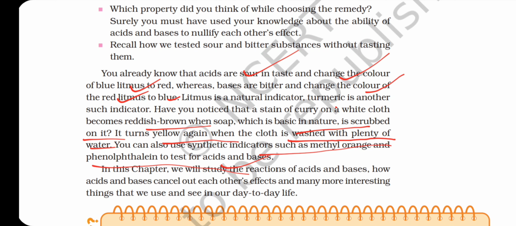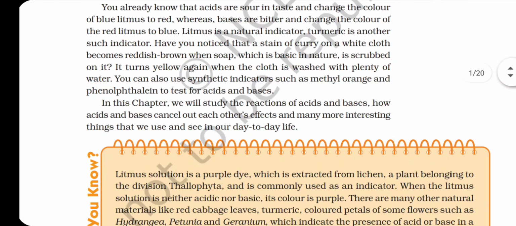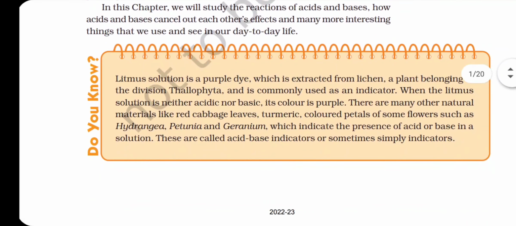So what are indicators? Indicators are substances which show a change in color in the presence of acids and bases. Indicators can be of two types, that is natural indicators and synthetic indicators. Natural indicators are those which we get from nature, such as litmus and turmeric, and synthetic indicators are substances which we can prepare in the laboratory, that is methyl orange or phenolphthalein. In this chapter we will study all the acids and bases, how they react with each other, and what their different uses are in our daily life.